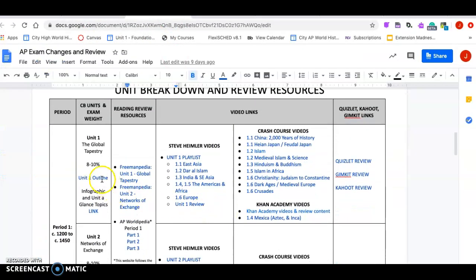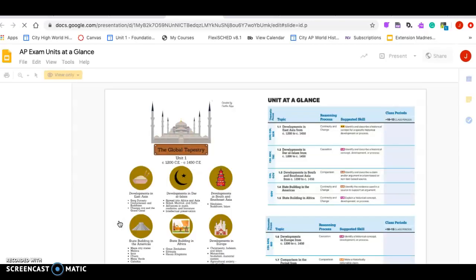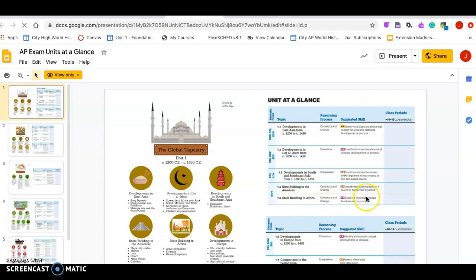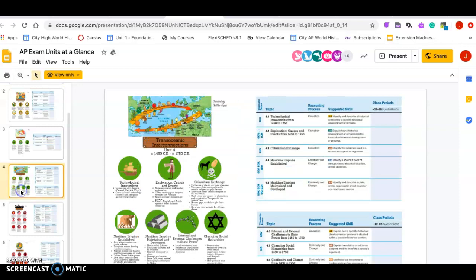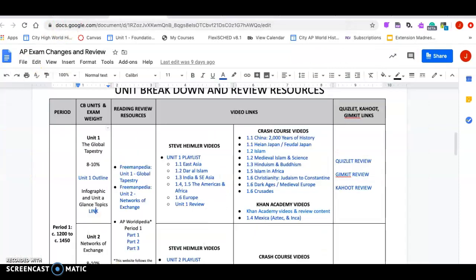If you scroll down, you're going to see the unit outline again. There's a really nice document called the Unit at a Glance, and on the left-hand side there are pictographs that really help. The Unit at a Glance is straight from the College Board, so yet another example of the units broken down with key understandings available for you.